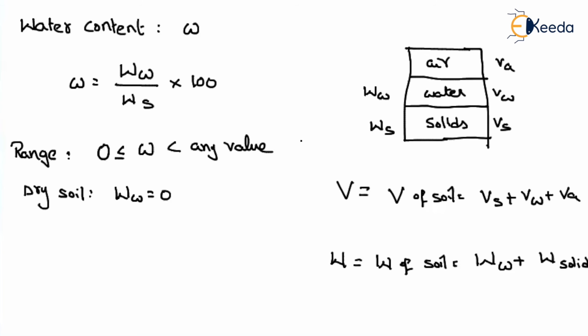So these are the parameters we have discussed independently with respect to the weights and also with respect to the volumes. Now let us talk about the combination of these two. That means if we are talking about a particular soil with respect to the weight and also with respect to the volume, both parameters are coming into the picture. Now, let us talk about the bulk unit weight.